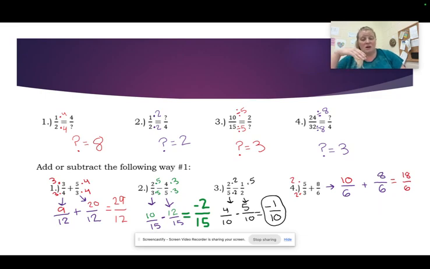Now, I will tell you that in the computer program that we use, it will not accept that answer. So all fractions have to be simplified. I can actually do 18 divided by 6. That's just 3. So I can go further. So I have to do that, make it 3.